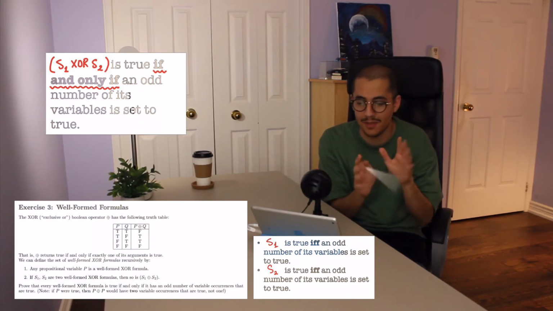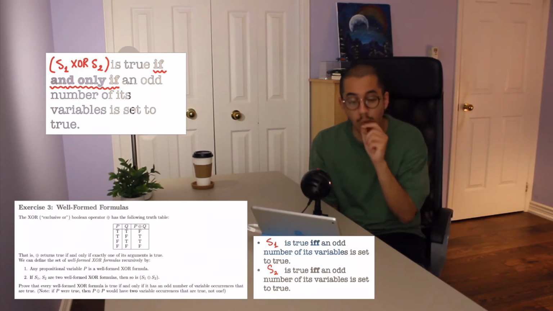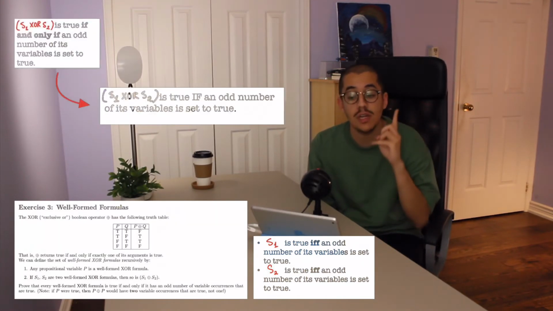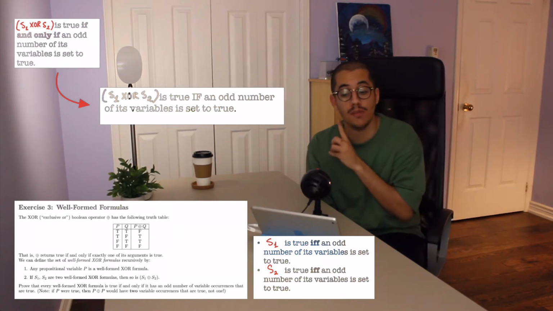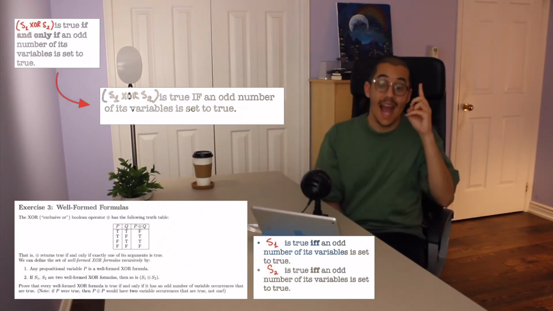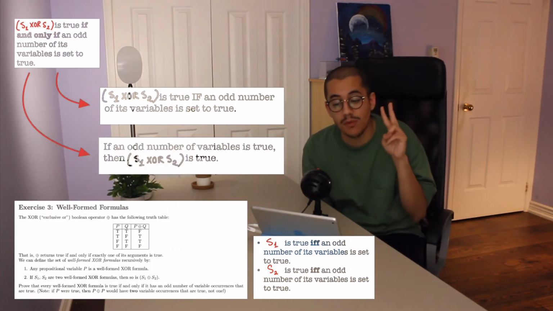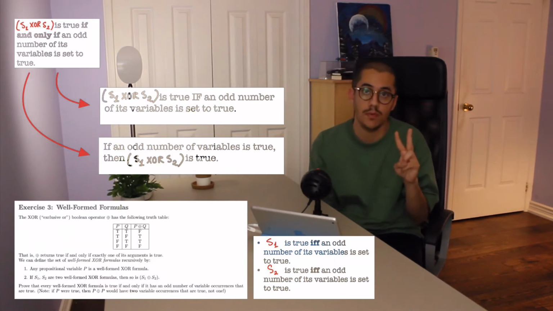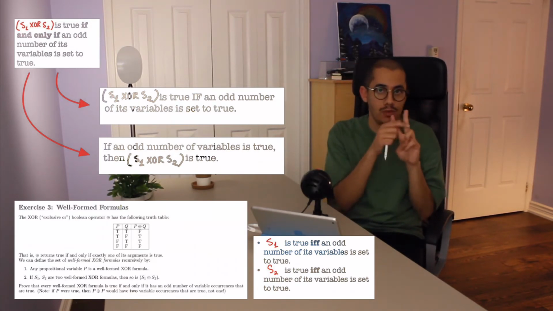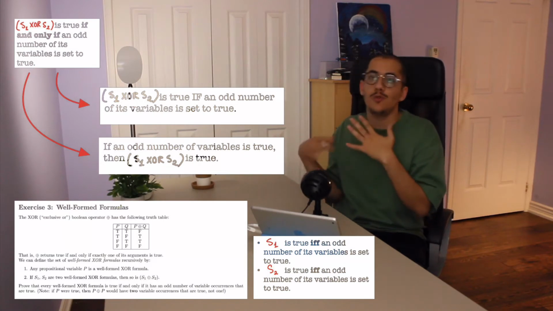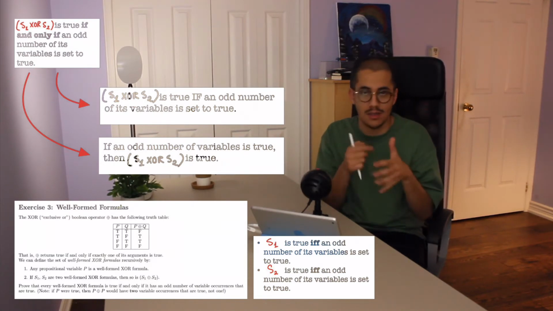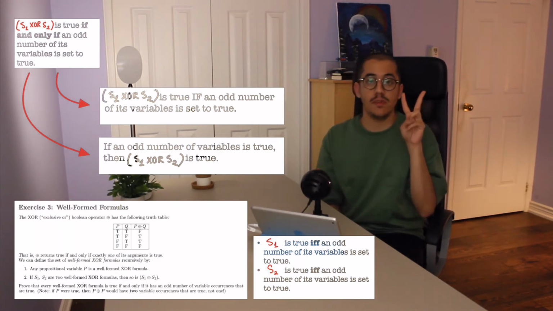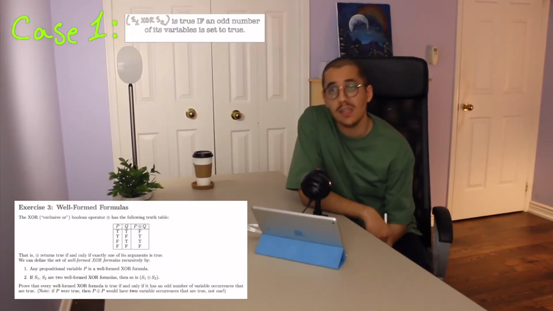Let me tell you what I mean. What we want to prove is that S1 XOR S2 is true if an odd number of its variables is set to true, and if an odd number of its variables is true, then S1 XOR S2 is true. If you need a refresher on how these two things are different, check the MAT 102 notes. If you need it, let me know, and I'll definitely send it out. But we need to prove both of those two things. Let's start with case 1.